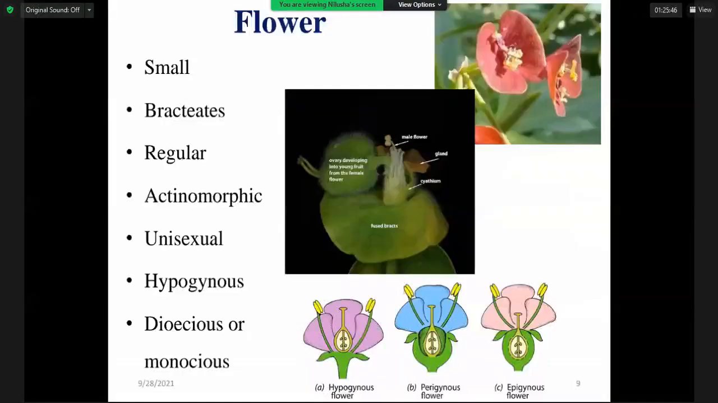Now we will see about the flower. In the Euphorbiaceae family, the flower is a small flower and a bracteate flower. Bracteate means, as you already know, the flower has bracts. A bract means a reduced leaf-like structure at the base of the pedicel.